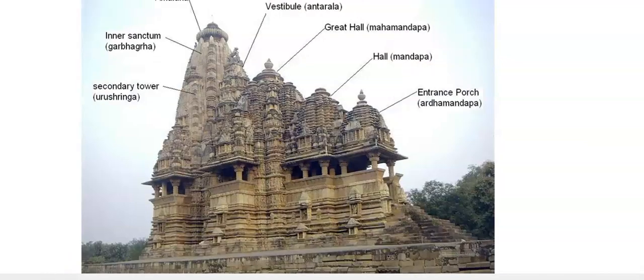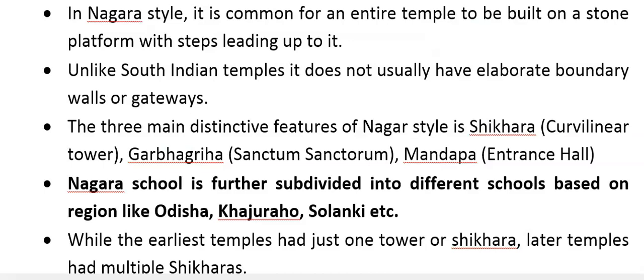And then we can see there are steps which are leading to the temple. So these are the typical features of Nagara style of temple architecture. So through this example, we could see that the three main distinctive features of the Nagara style are the Shikhara, and then Garbhagriha and the Mandapa.